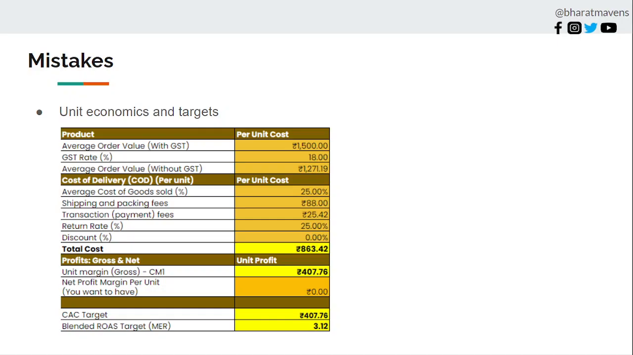First, unit economics and targets. Do not start any ad without calculating a unit economics of each and every product you are advertising, not just the total, all the products, but each and every product you are advertising. This in unit economics sheet, I'll link it down below with the brand calculator. You can download the sheet, you can use it, the sheet, you can copy, you can do anything with it.